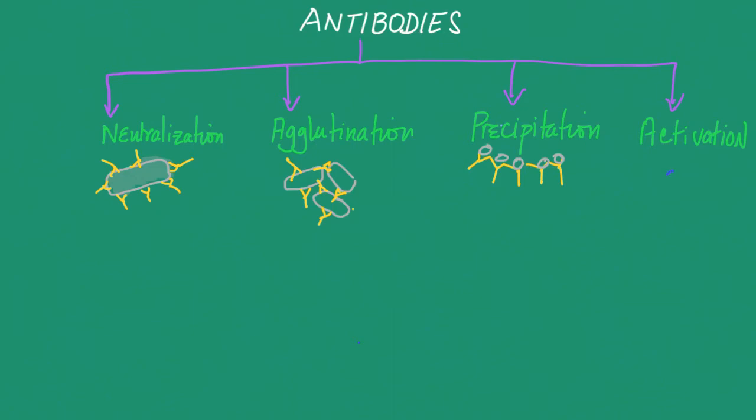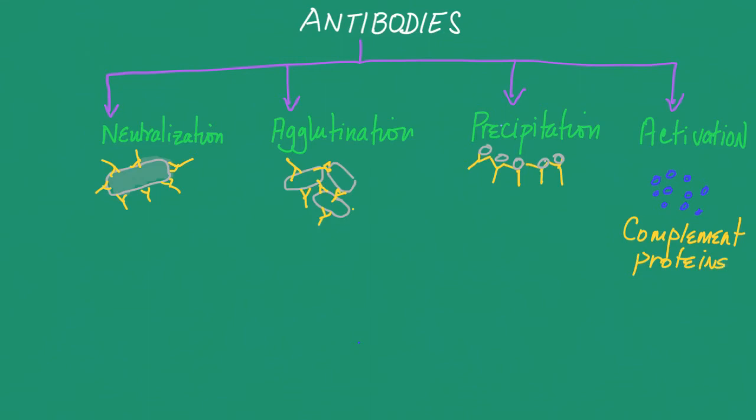The fourth way is to activate the complement proteins. That's one of the most important functions of antibodies, to turn on the complement proteins. The complement proteins, once activated, can make holes in the pathogen and cause death or destruction.